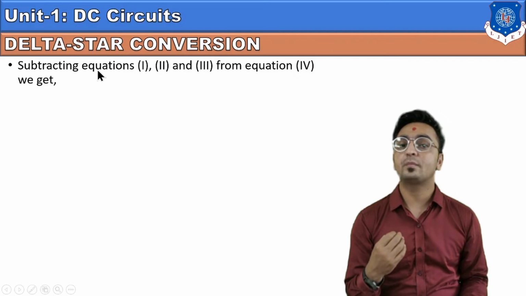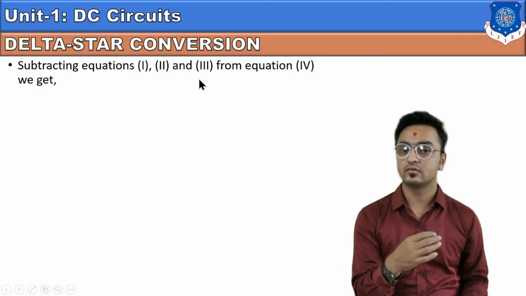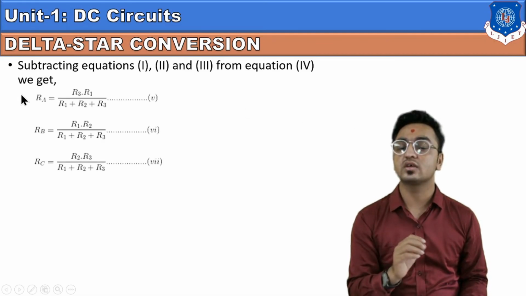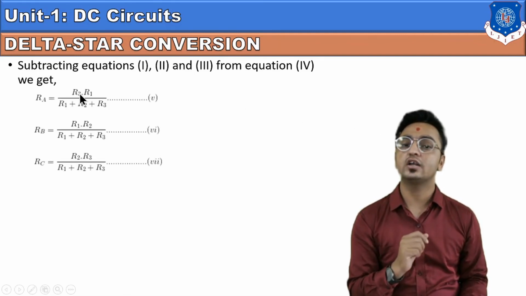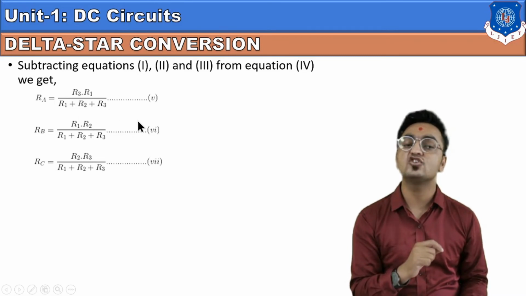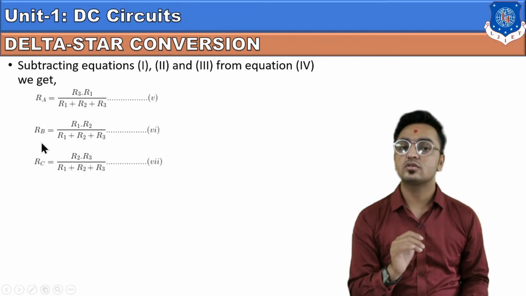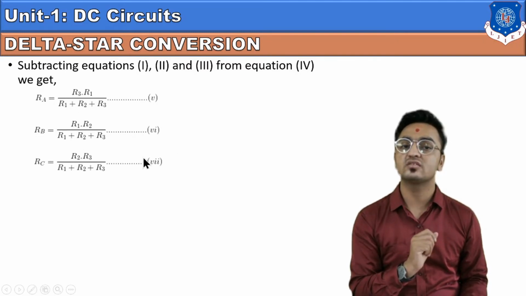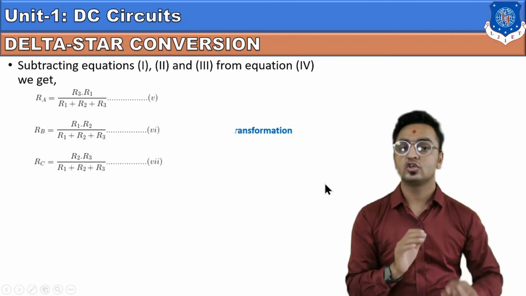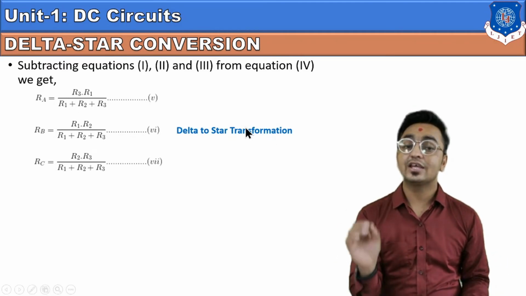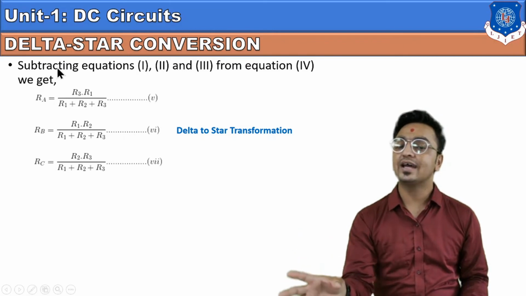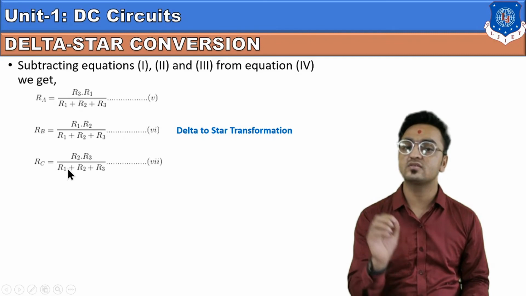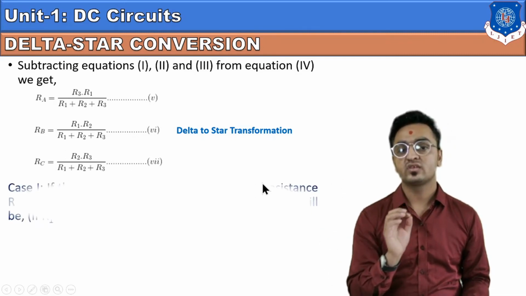Now if we subtract equations 1, 2 and 3 from equation 4 one by one, we will have the equation RA is equal to R3 into R1 divided by the addition of the 3. In the same way, the next equation, RB, is going to be R1 into R2 divided by the addition of these 3, and in the same way the third equation. So basically these are the equations by which we can convert delta into star and find the values of the resistors in the star connection, RA, RB and RC.